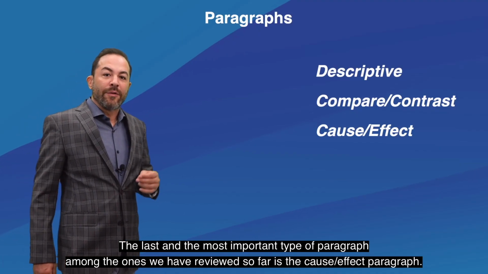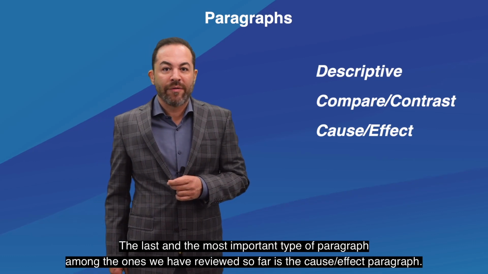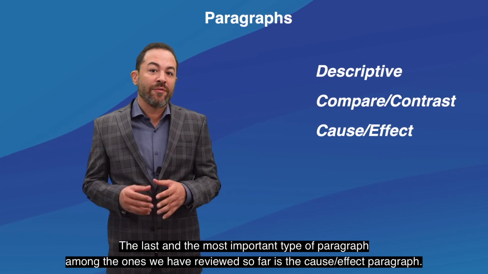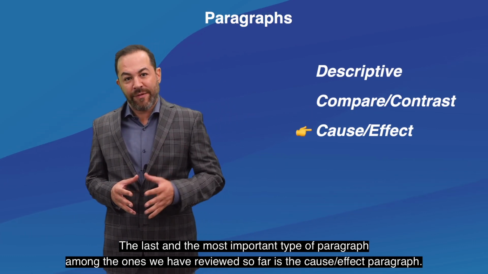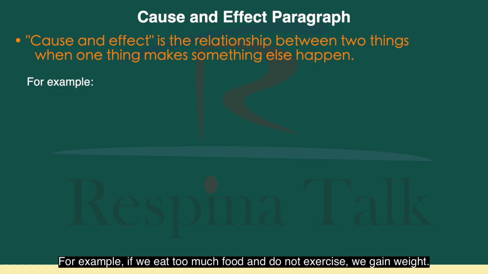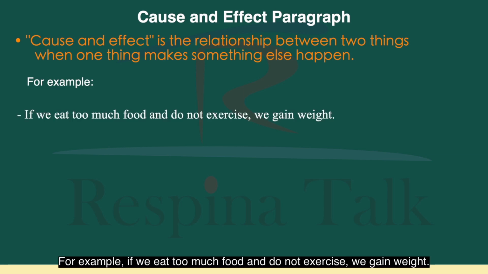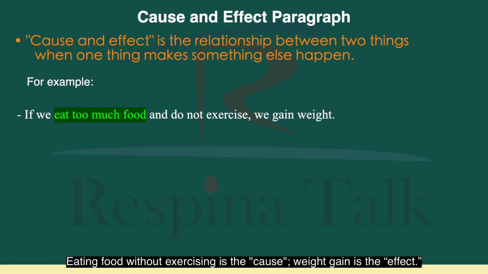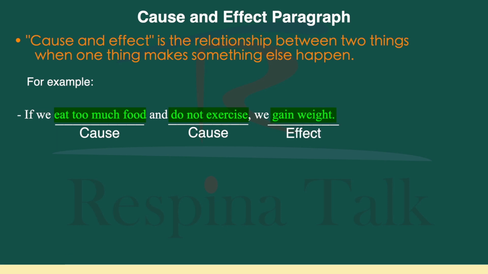The last and the most important type of paragraph among the ones that we have reviewed so far is the cause and effect paragraph. Cause and effect is the relationship between two things when one thing makes something else happen. For example, if we eat too much food and do not exercise, we gain weight. Eating food without exercising is the cause. Weight gain is the effect.